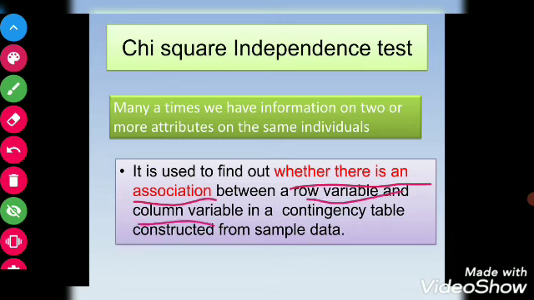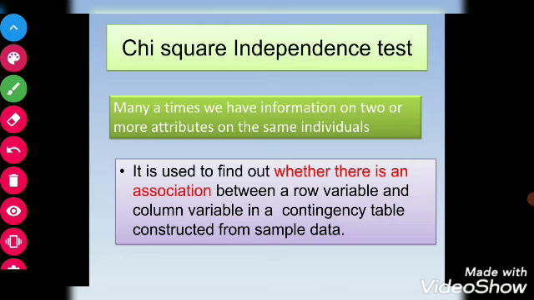Just once we will get the structure of how this example will come across, then you will get an idea of what is the row variable and the column variable. So for getting the association between the row variable and column variable, we prepare a contingency table. What is a contingency table? That I will discuss in the next slide.